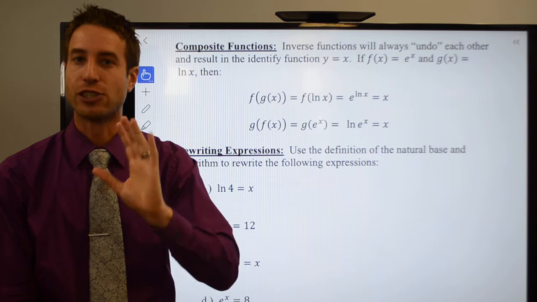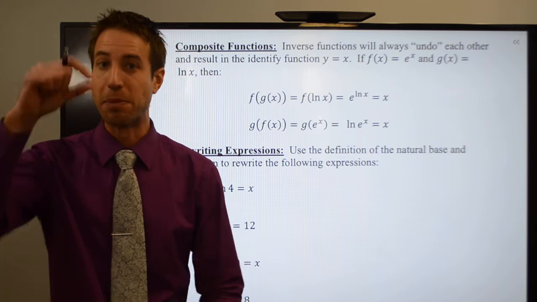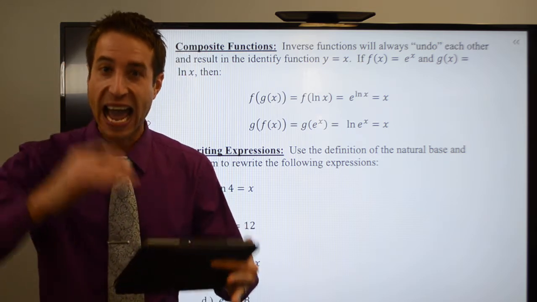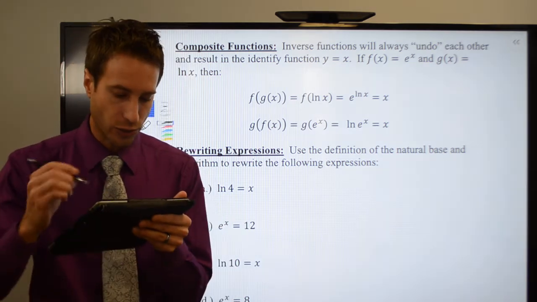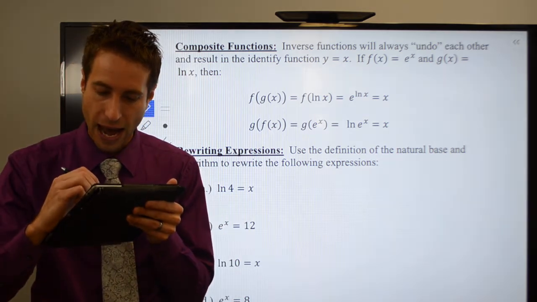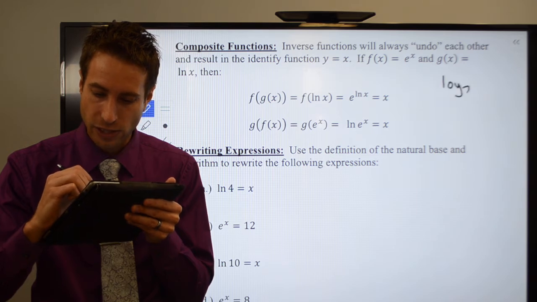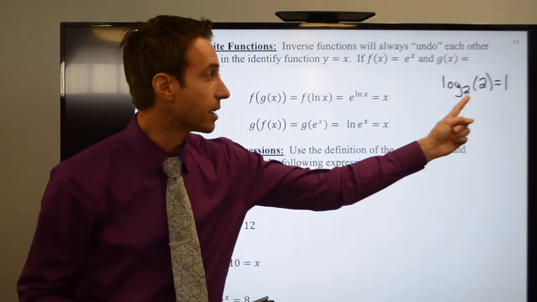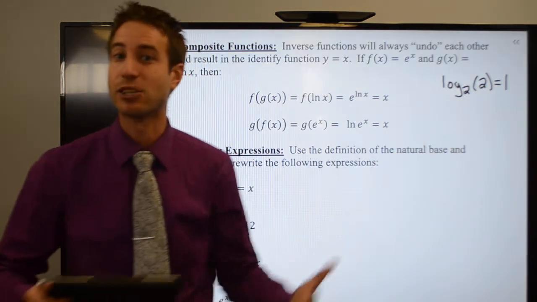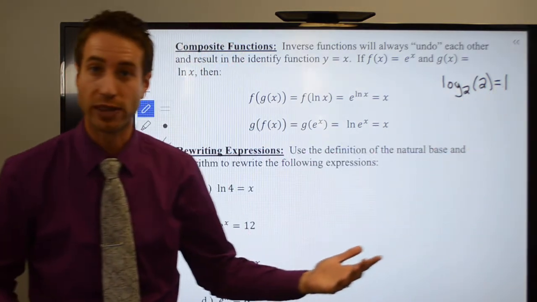Again, it's not written, but as long as the base of the logarithm and the base of the exponential are the same, they cancel each other out. Just real quick, I can write one right here. If you have log base 2 of 2, we know that's equal to 1 because the base of the logarithm and the base of the exponential cancel each other out, and you're left with just 1.